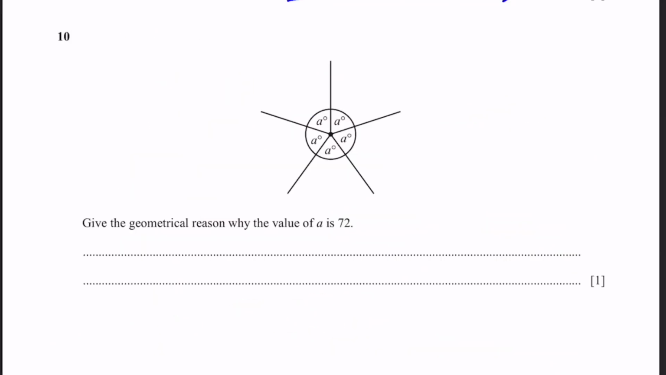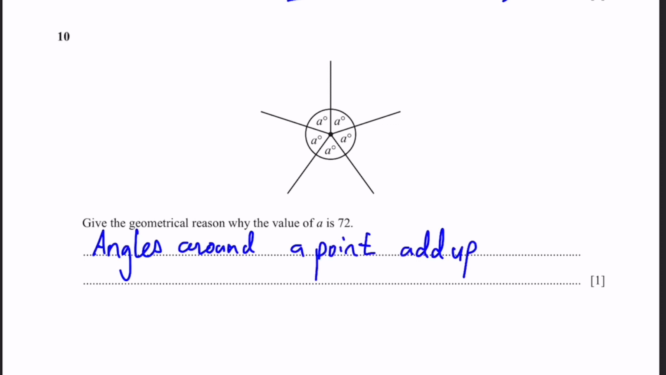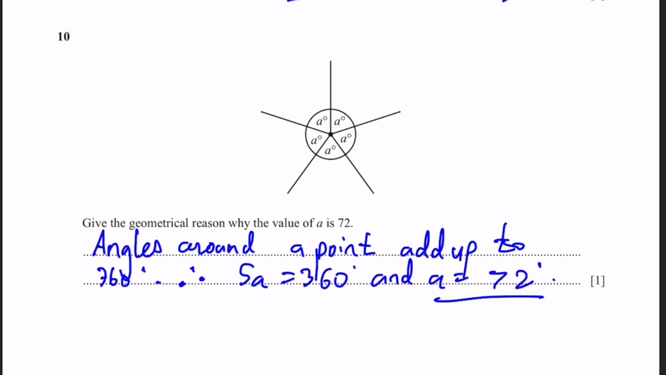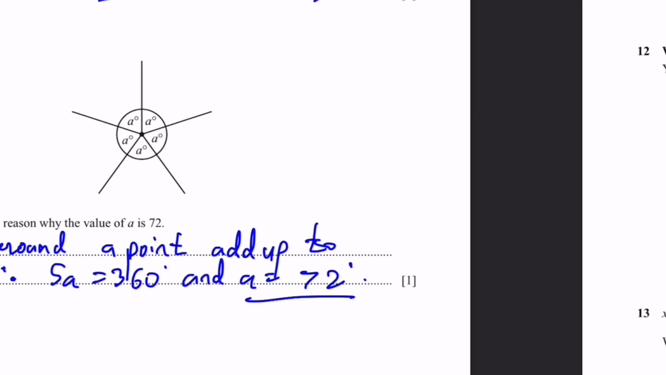Give the geometrical reason why the value of A is 72 degrees. We can see that all these angles are around a point, and that's 5 of angle A. So the geometrical reason is angles around a point add up to 360 degrees. Therefore, that's the symbol over here. Therefore, 5A is equal to 360, and A is equal to 360 by 5, which is 72 degrees. That's the answer. Let's go to question 11.